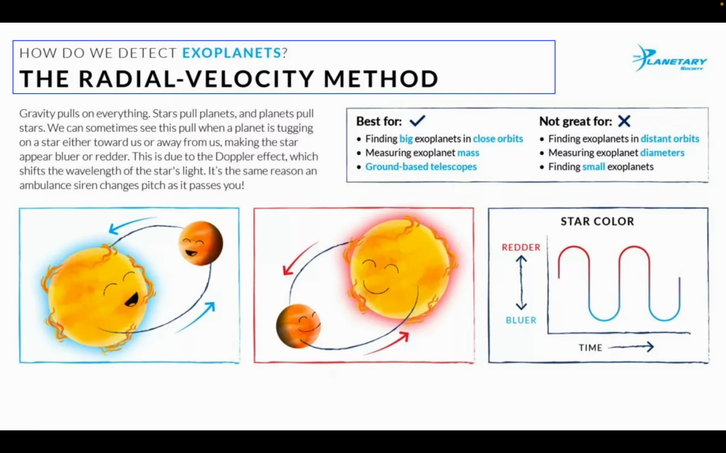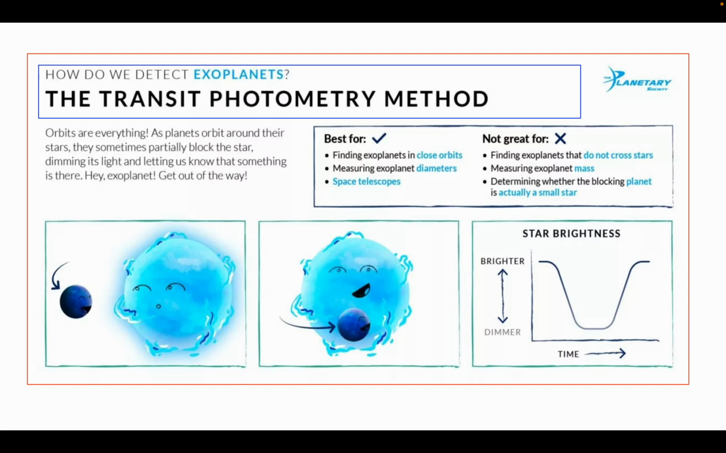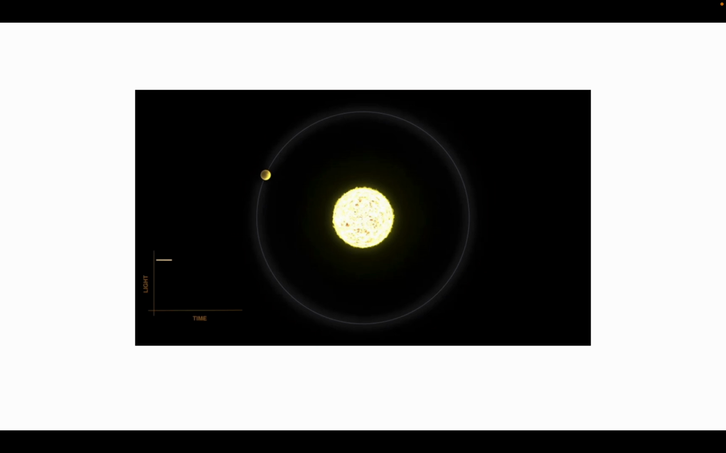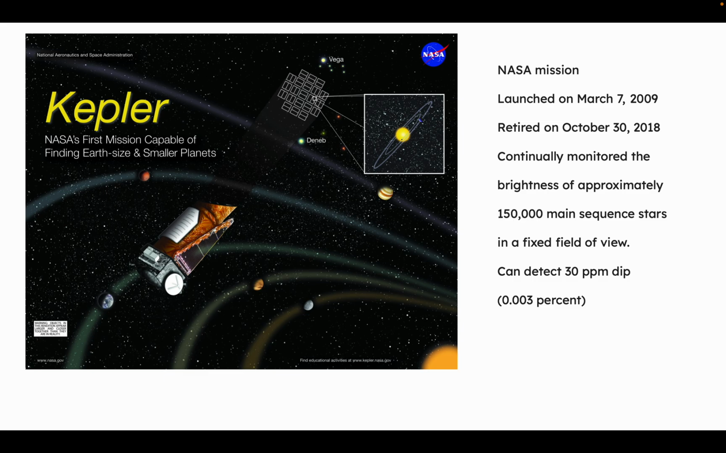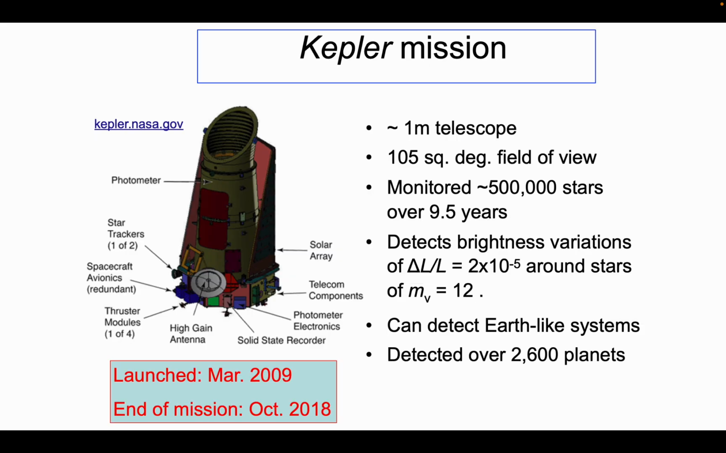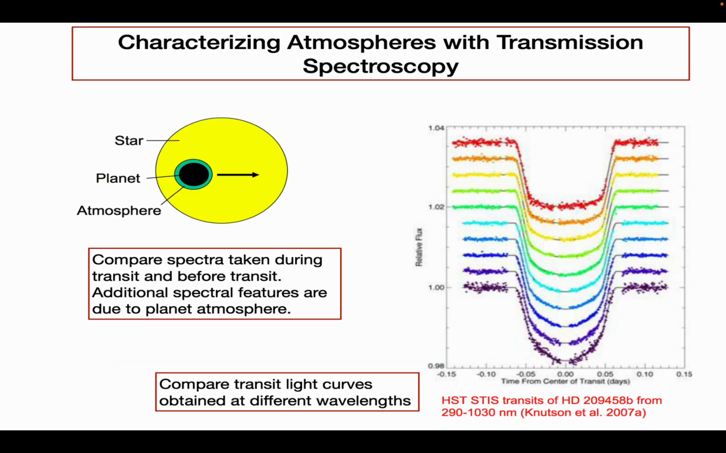The next method we discussed is the transit method. This is the simplest method. When the planet comes in front of the host star, some of the brightness of the host star will be dimmed, and this periodic brightness variation can help you detect that there is a planet orbiting the host star. We also learned about the Kepler mission yesterday, which mainly used the transit light curve plot to detect newer planets.